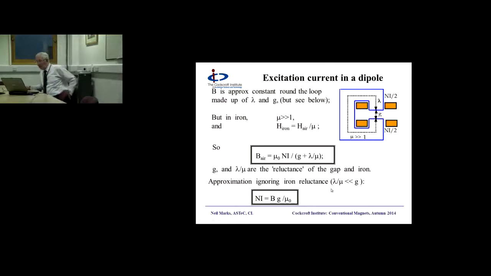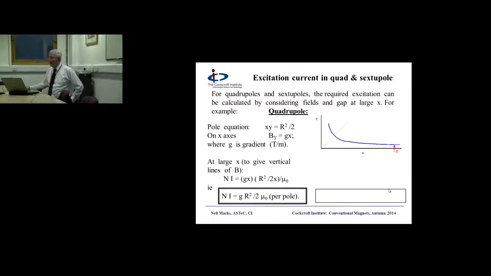And we can ignore the reluctance in the iron, because lambda may be of the order of a metre or so, but mu, if it's a decent piece of iron, should be of the order of 5, 6, 7, even more thousand. So this is going to be a very small value. So in simple terms, Ni equals Bg over mu naught. That is the equation for the dipole.